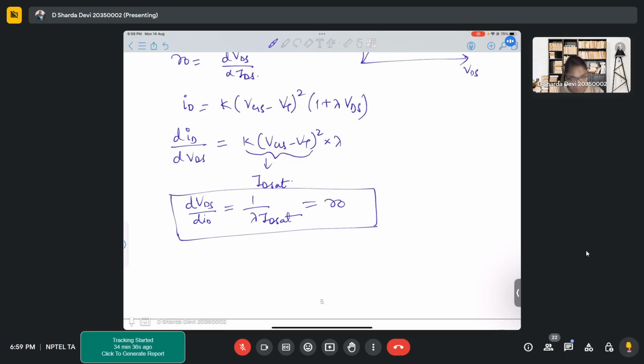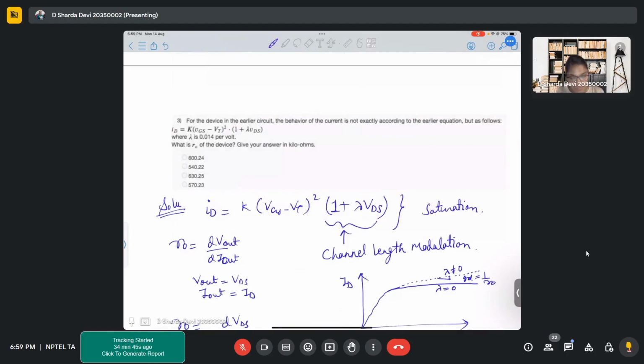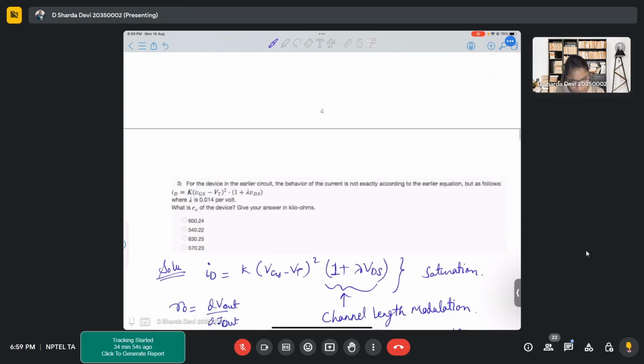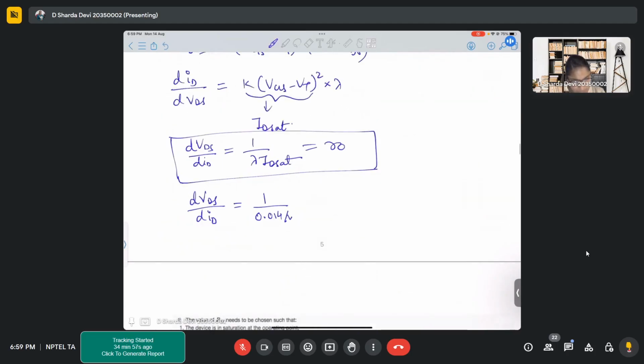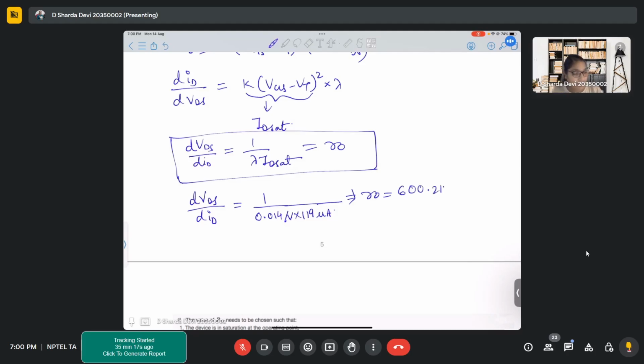Now we know ID sat from the earlier equation. We know our lambda, so we'll simply substitute and we'll get the values. 0.04 volt per volt into 119 microamperes. So what is the value of R naught that you are getting after solving these two? The answer that you should get is 600.24 kiloohms.